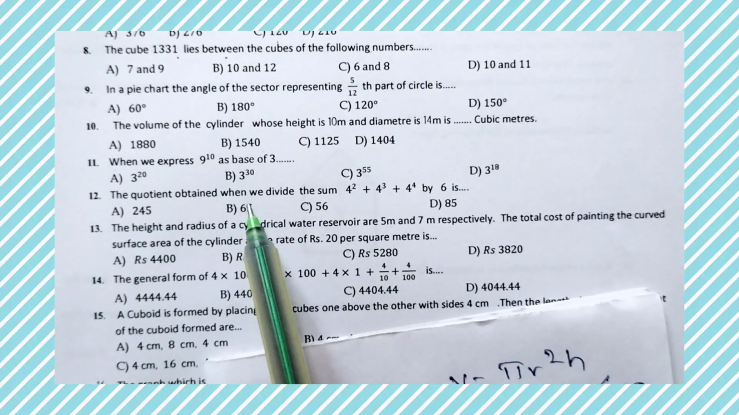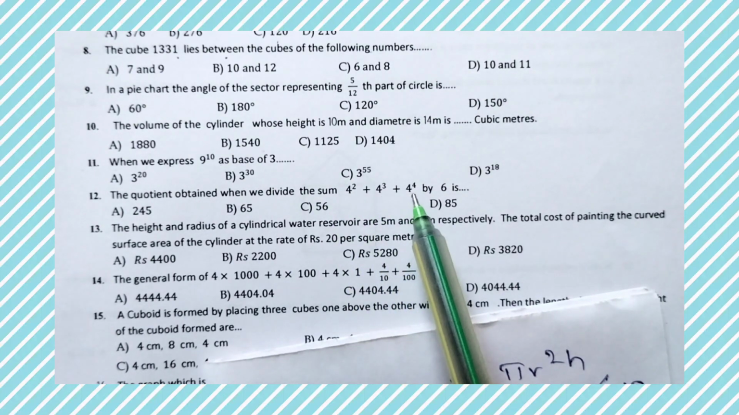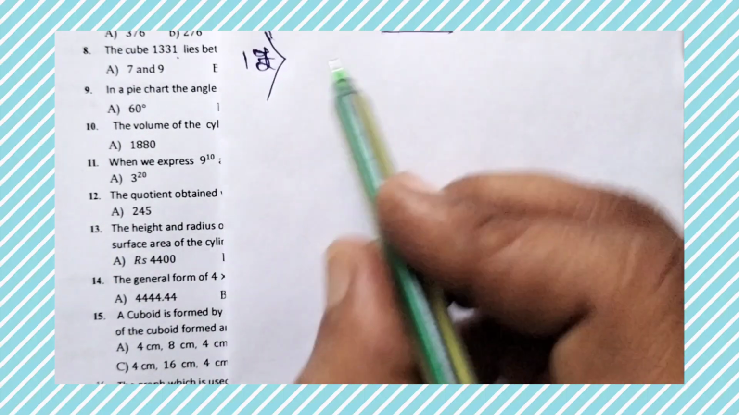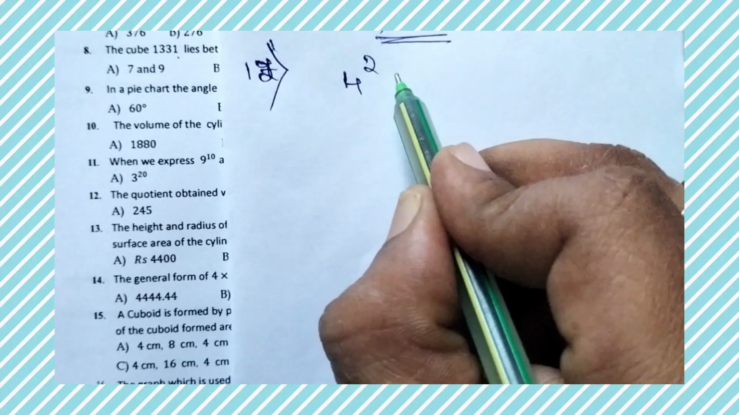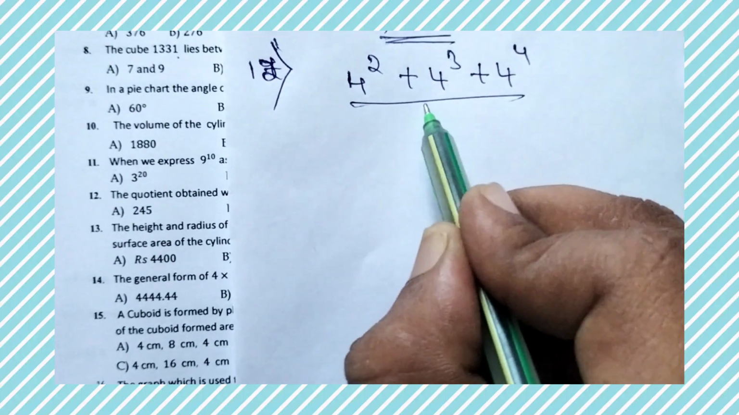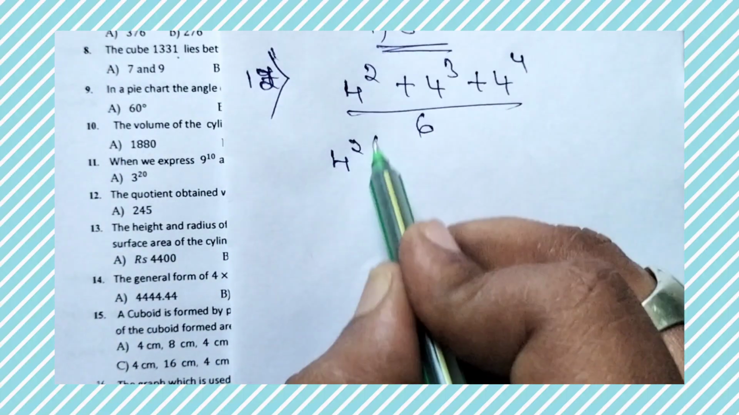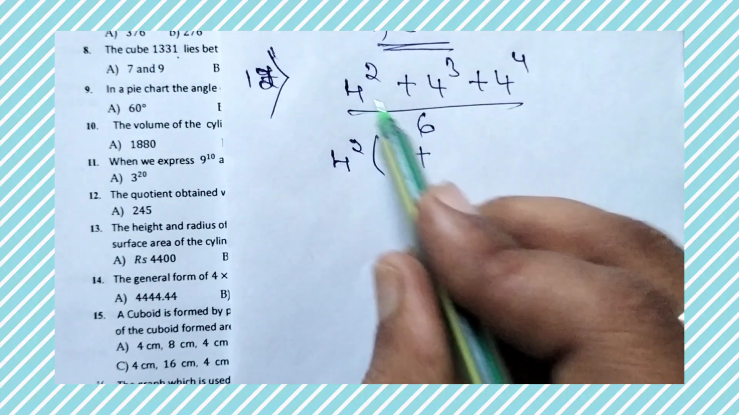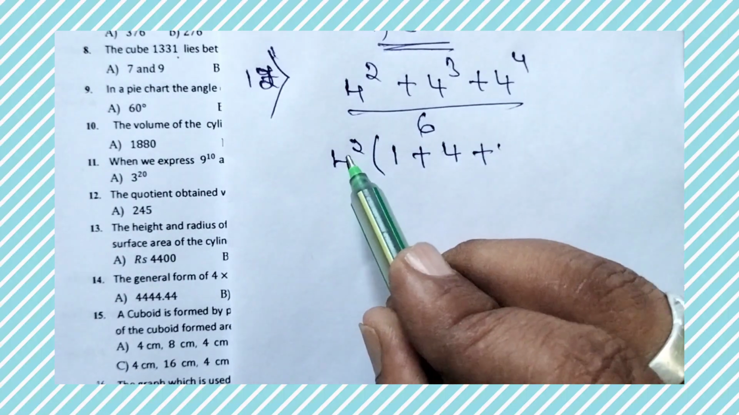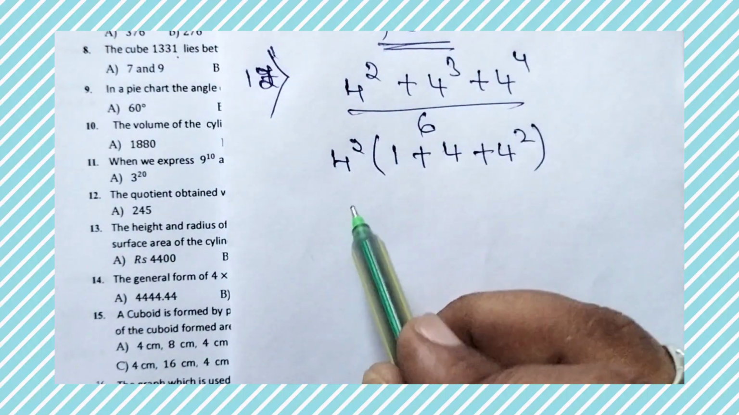The quotient obtained when we divide the sum of 4 to the power of 2 plus 4 to the power of 3 plus 4 to the power of 4 by 6 is dash. So now let us answer this question. 4 to the power of 2 plus 4 to the power of 3 plus 4 to the power of 4 is divided by 6. Among these three, 4 to the power of 2 is common. 1 plus, if I take 4 to the power of 3, 4 to the power of 2 common, 4 is remaining. If I take 4 to the power of 4, then remaining is 4 to the power of 2.